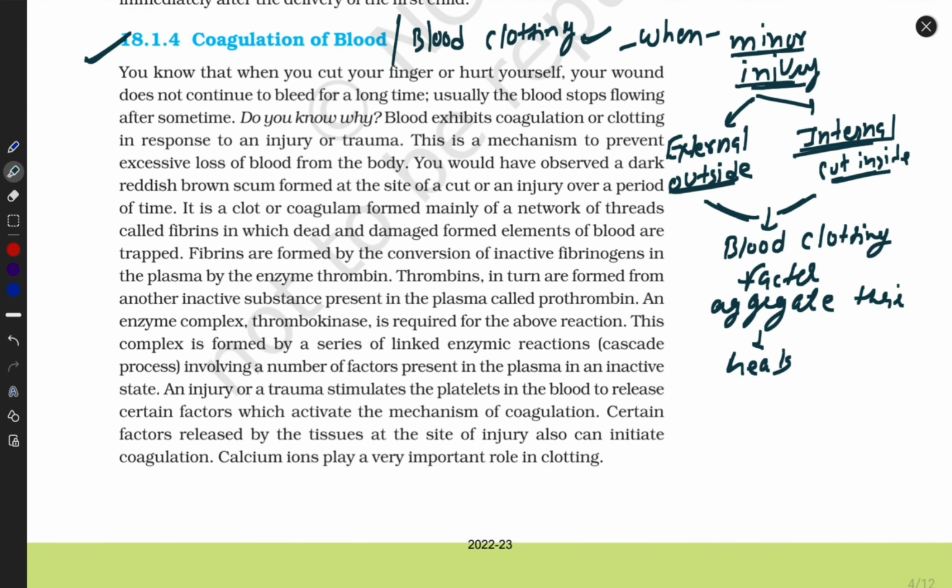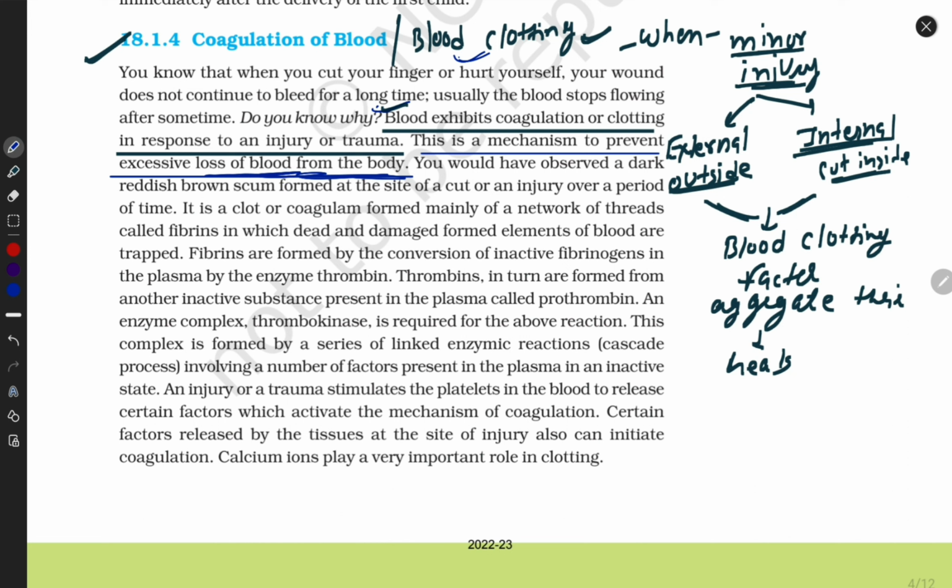Let's start. Blood exhibits coagulation or clotting in response to an injury or trauma. Clear, guys? Very clear. When we get an injury, then this mechanism is exhibited. This is the mechanism to prevent excess loss of blood from the body. This process is necessary because it prevents what? It prevents loss of blood from our body.